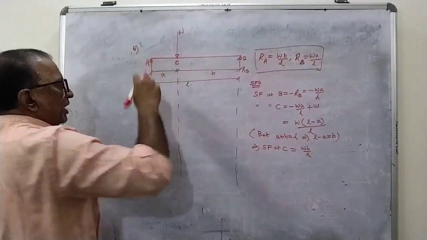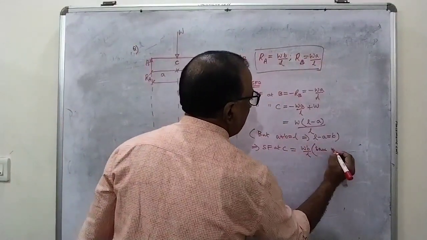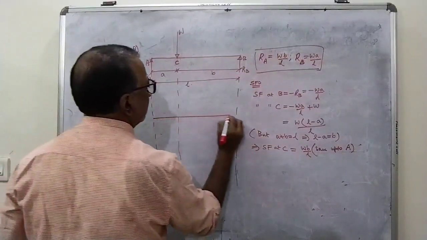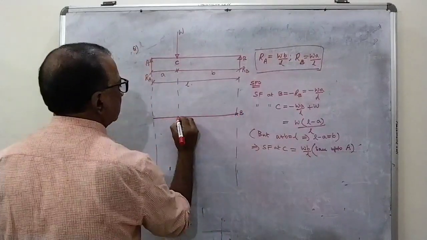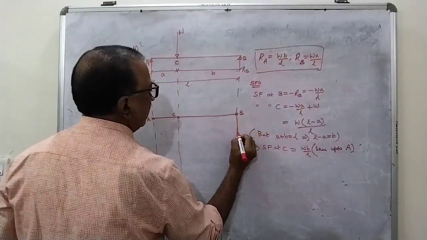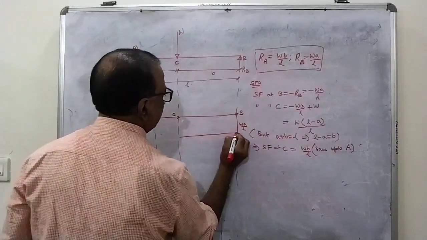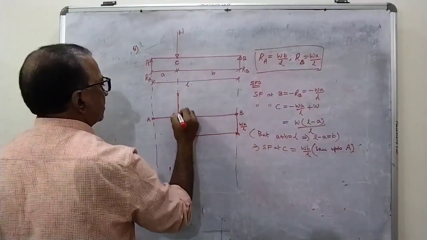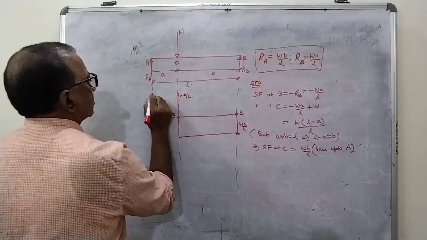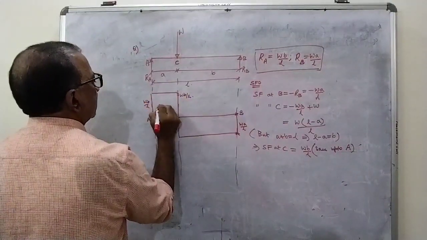Is there any load from C to A? There is no load from C to A. So it remains constant, same up to A. So if I draw the diagram, this is B point, this is C point, this is A point. So at B, the value is WA by L, constant up to this. Immediately it has increased to WB by L and it is constant up to A, which is equal to your RA.